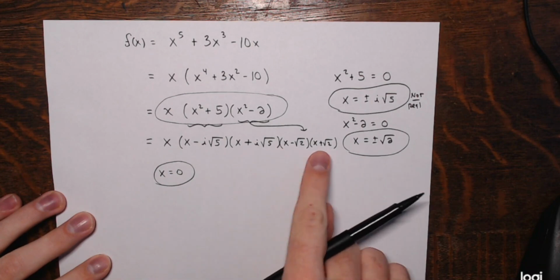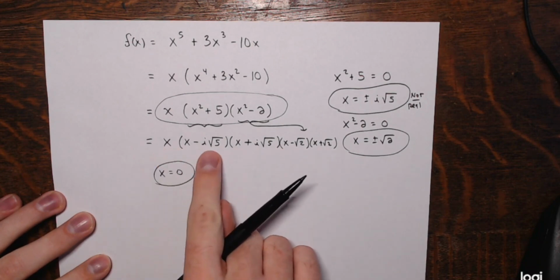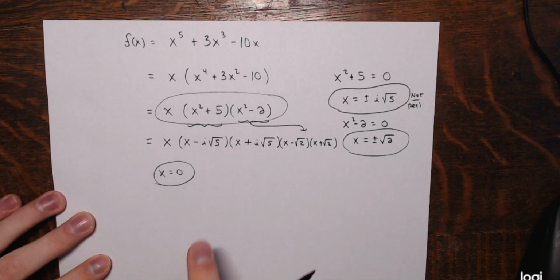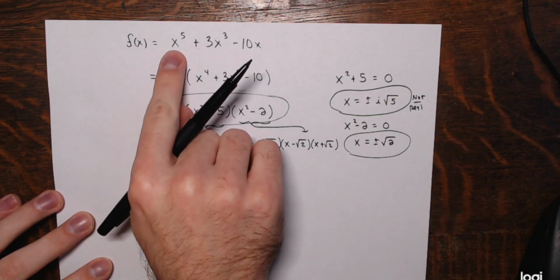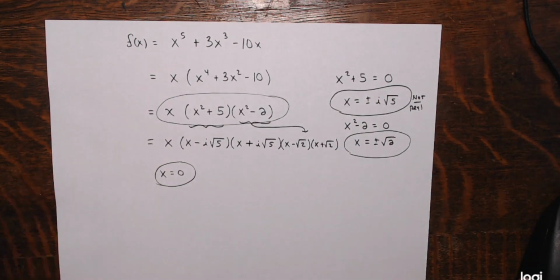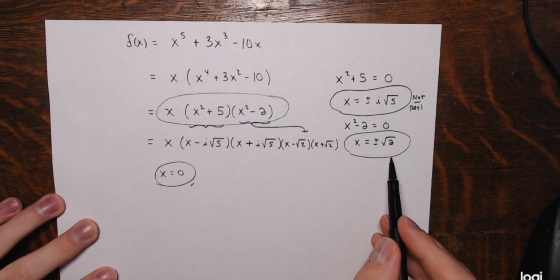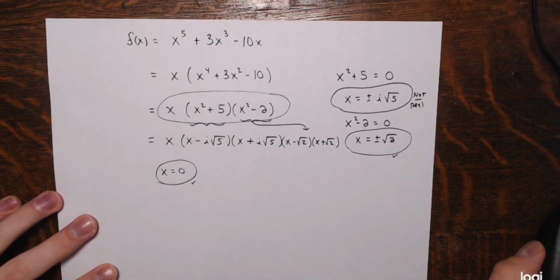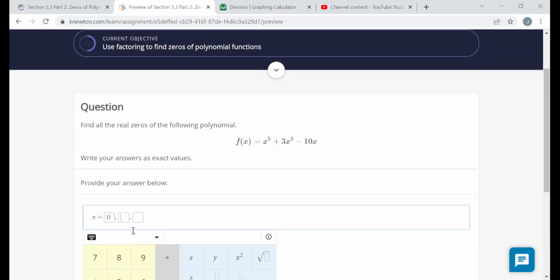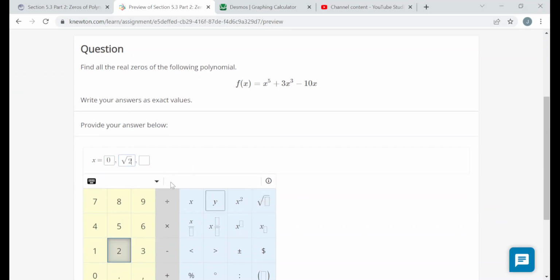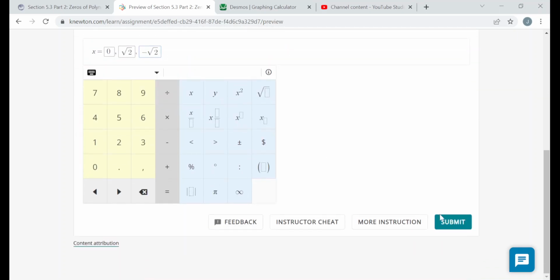See how each of these factors in the end here, x minus a zero, x minus one of the zeros, is all to the first power. And so all of them have a multiplicity of 1. You add up all the multiplicities of all the complex zeros, you get 5, the degree. But just 0 and positive or negative square root of 2 are the real zeros they're looking for, the real roots. So 0, positive square root of 2, negative square root of 2. That should be good. That should be it.